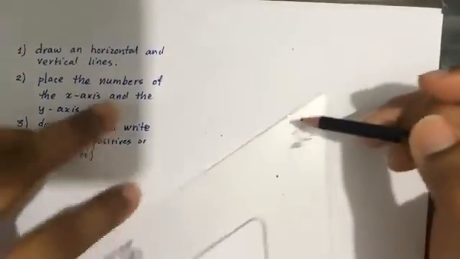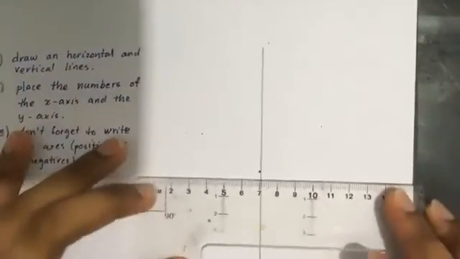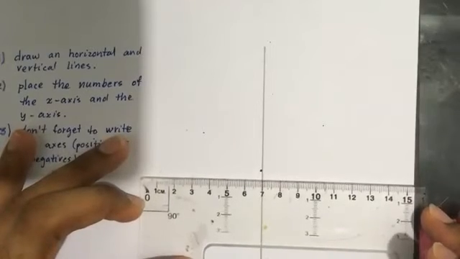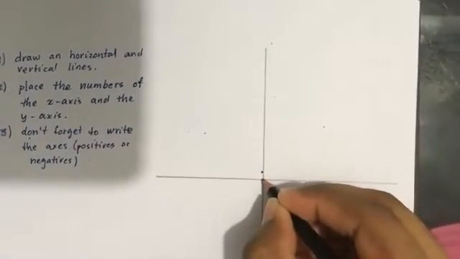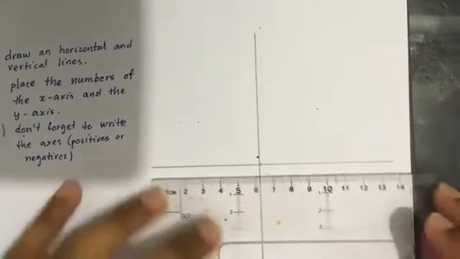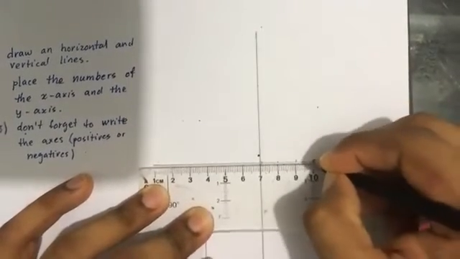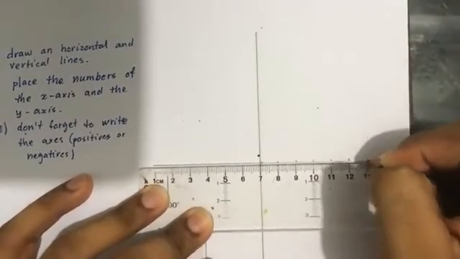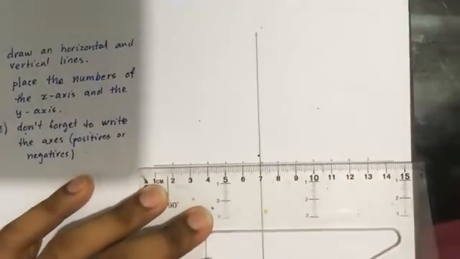I'm going to use a pencil because if I need to erase, I can erase. So with a ruler, we can draw first our vertical line, and then we cross a horizontal line in the middle. Remember that when we cross those lines, the point in the middle represents the 0. So I'm going to use centimeters. Each centimeter will represent 1 unit on the x-axis and the y-axis.